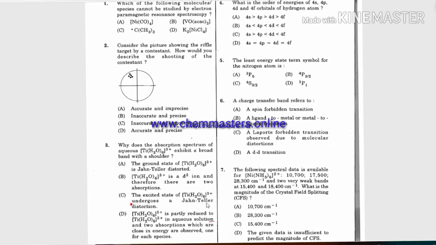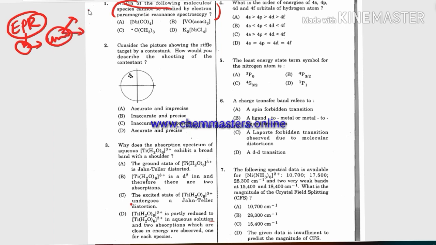Okay, just look at the given problem. Which of the following molecules or species cannot be studied by electron paramagnetic resonance spectroscopy? Here we have EPR spectroscopy. In its name we have paramagnetic. So whenever a species or molecule has unpaired electrons, then the species or molecule is EPR active, and we can study EPR spectra on those molecules or species.